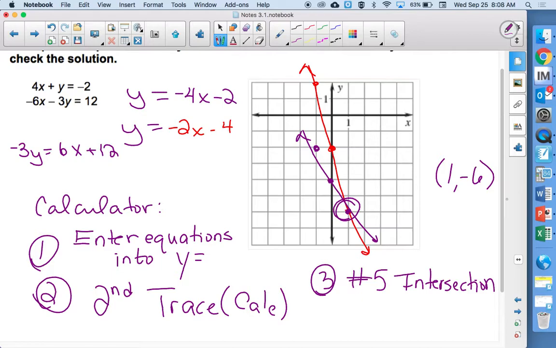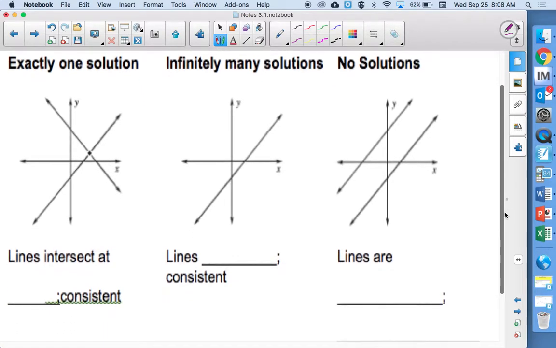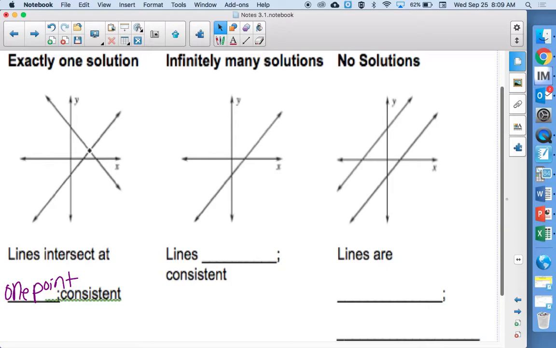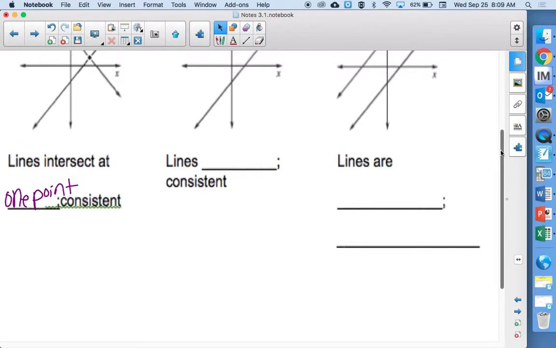Questions? So underneath this example, there are 3 different graphs that talk about the number of solutions for a linear system. So there are 3 different cases that we could have when we graph 2 lines. The first case is what we have just seen, where you have exactly 1 solution. We have 1 solution because the lines intersect at 1 point. We call this a consistent system, but it's also considered an independent system.